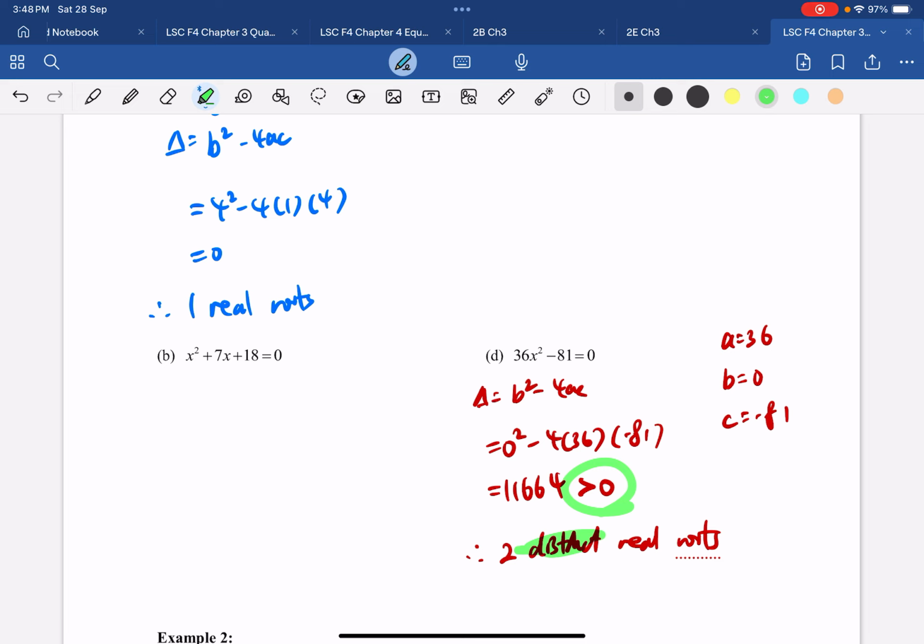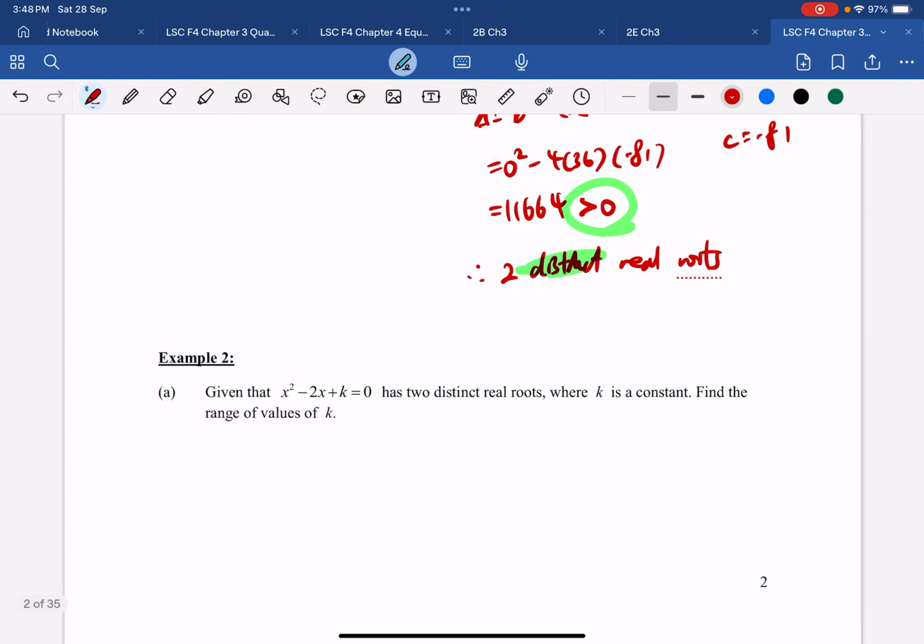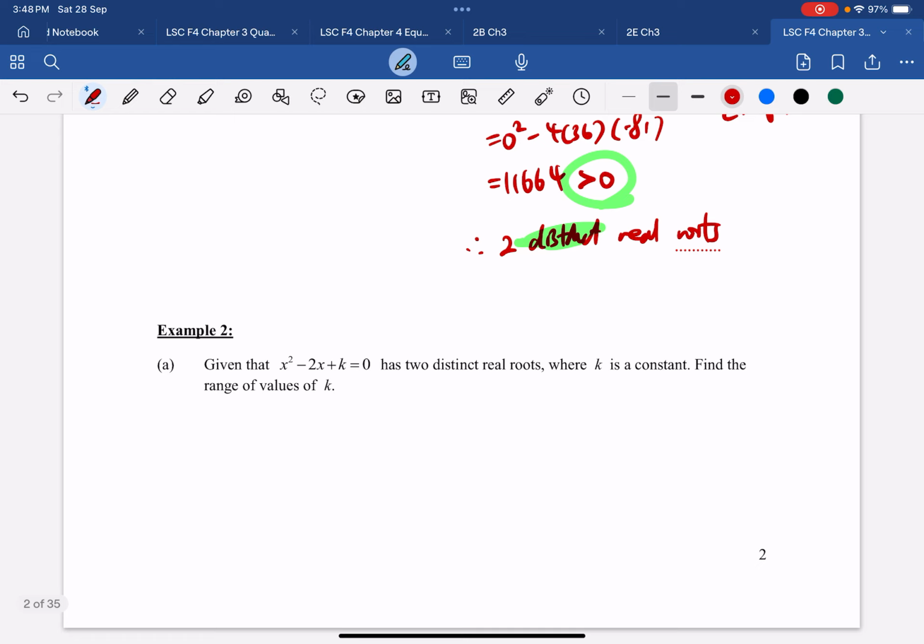So two distinct real roots. Don't miss the two parts that are highlighted in green. For example 2, given that x squared minus 2x plus k equals 0 has two distinct real roots, find the range of values of k.